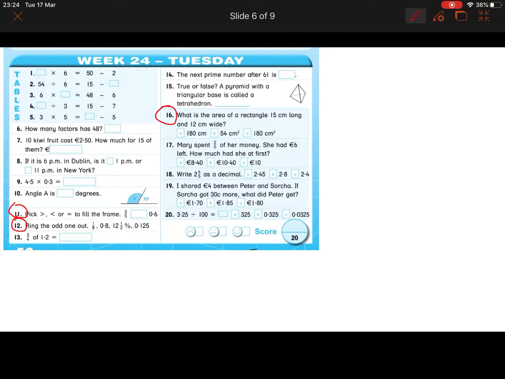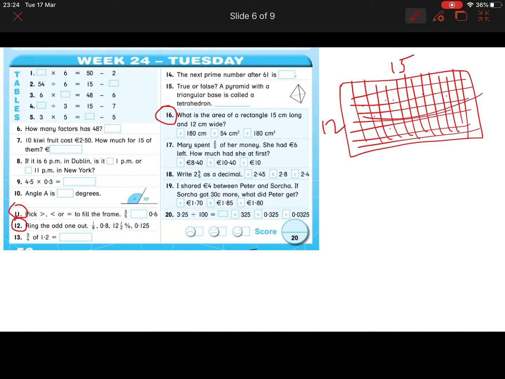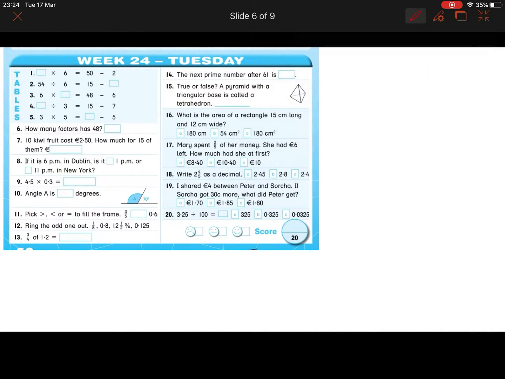The area, let's see, number 16, the area of a rectangle. Remember, when we're finding the area, we're looking for the inside. So we're looking for these boxes on the inside. So we multiply the length by the width when we're doing the area. So take care of that tonight. Number 17, or today should I say.